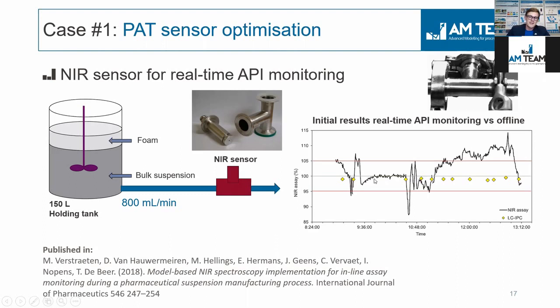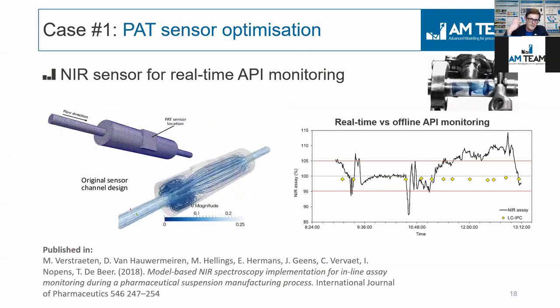Of course, ideally, your online sensor gives the same readings as your offline liquid chromatography measurements, which are the yellow dots. This was not really the case initially. You can see that there is some signal disturbance, not really caused by the foam, but caused by something else.